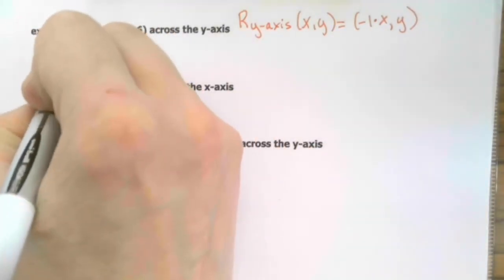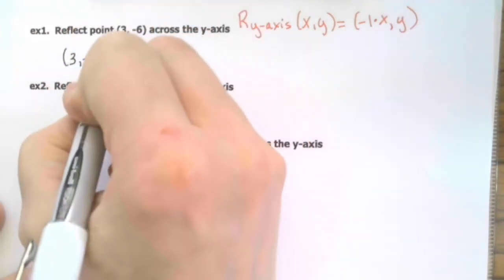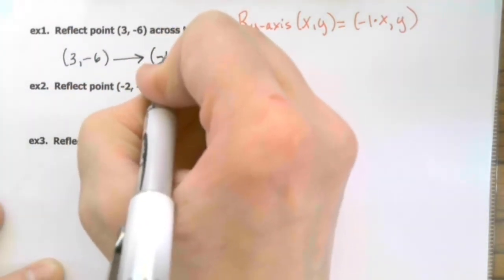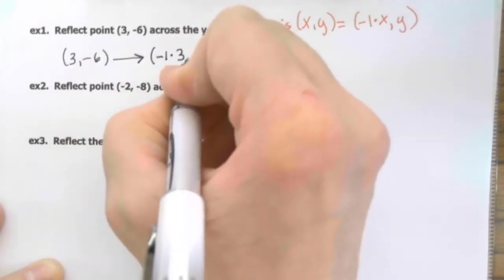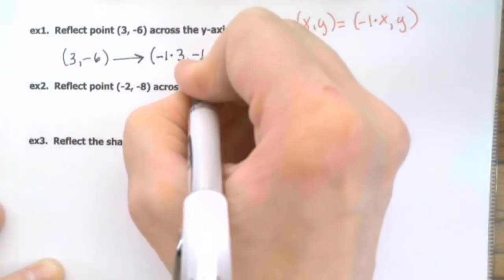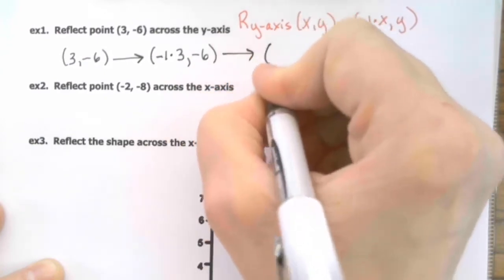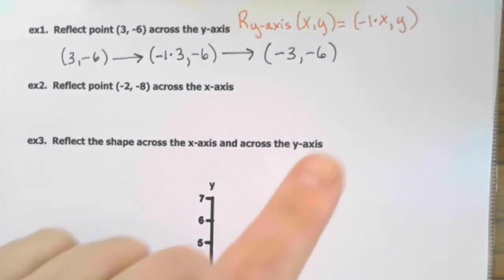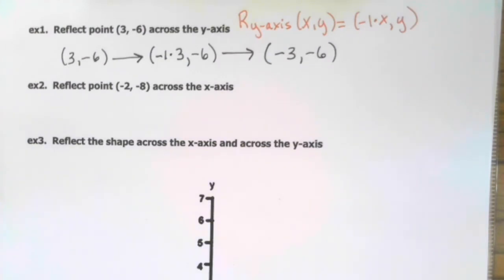So we're going to start with point (3, -6). We're going to use an arrow because it's not really equal. We're going to take a negative 1 times 3, which is the x-coordinate, and the -6 will stay the same. So my resulting point is (-3, -6). That is the point reflected across the y-axis.